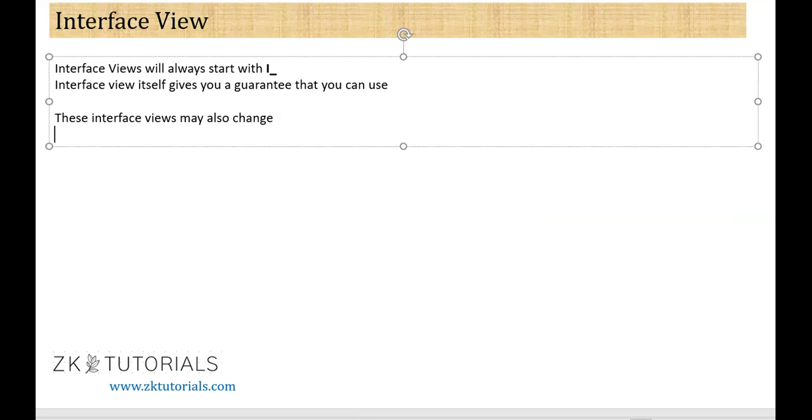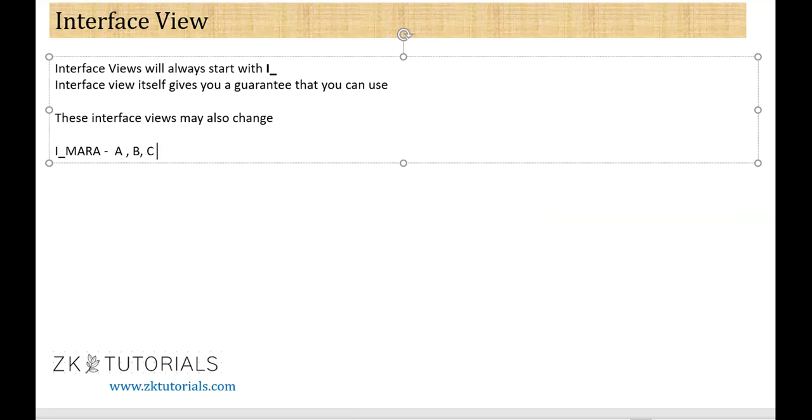What is a disruptive manner, guys? Let's go with an example. Let's say I underscore Mara. Don't go and look for this view; I'm just taking a sample view. It has three fields, for example A, B, and C. Inside this view, we have three fields: A, B, and C.